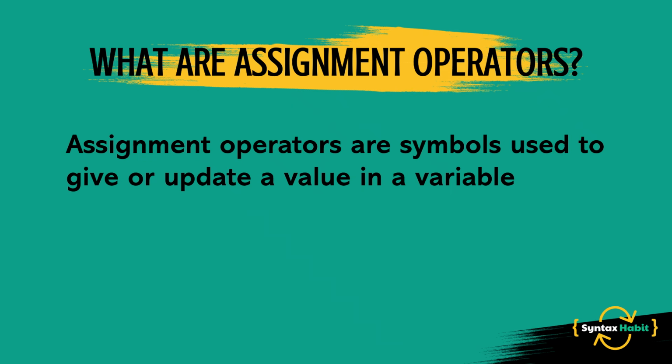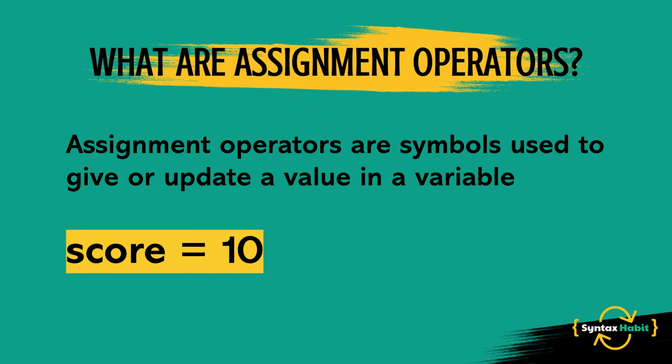Now let's move on to today's topic, assignment operators. We've already been using one assignment operator throughout the course. Can you remember which one it is? That's right, equals sign. We use equals to assign a value to a variable. For example, score equals 10. This tells Python to assign value 10 to the variable score. Today we will look at some other assignment operators that allow us to update the value of a variable using a shorter form of code.